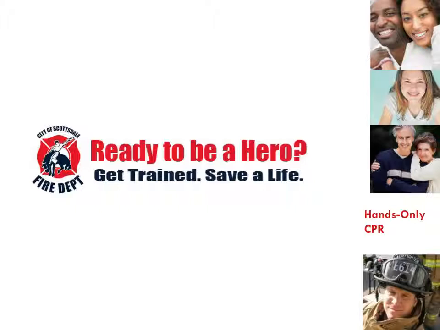Mouth-to-mouth CPR is for respiratory events. You stop breathing first. Hands-only CPR is for cardiac events, which means the problem starts with the heart. There are 2 types of cardiac events. One is a heart attack.